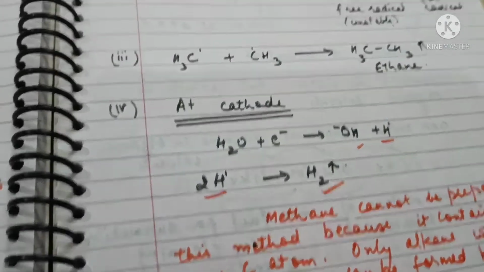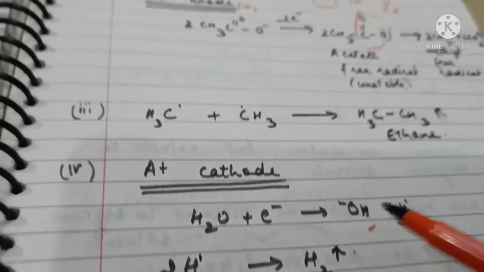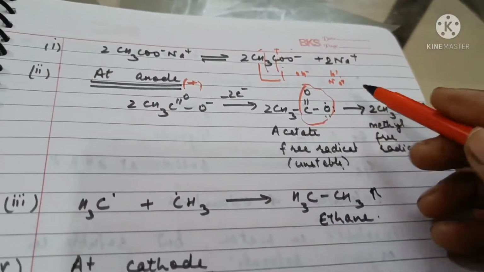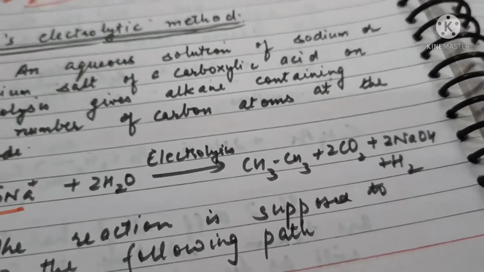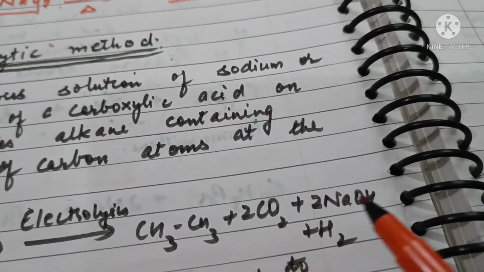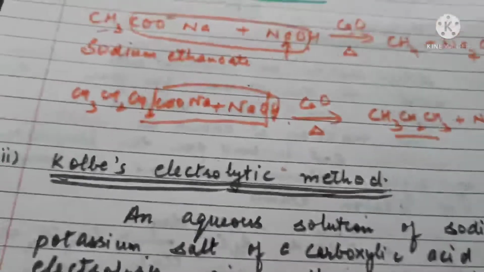Hydroxide ion will also be produced. This hydroxide ion and this sodium ion will combine to form NaOH. So overall, the products will be ethane, carbon dioxide, NaOH and hydrogen.